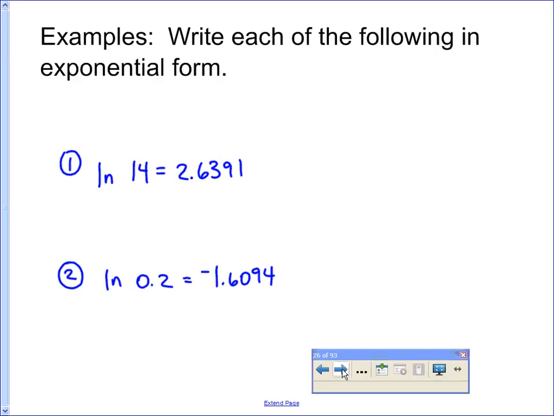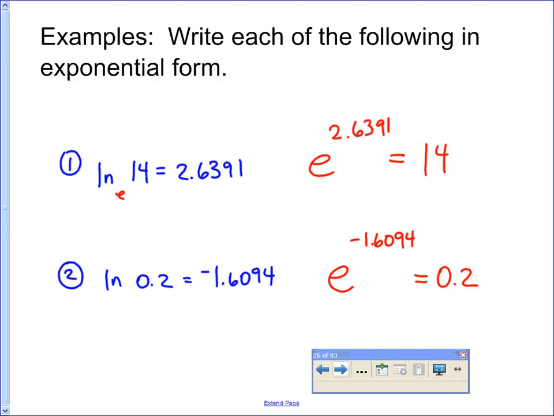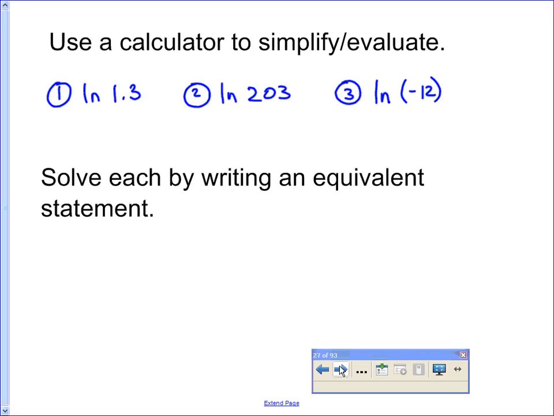So let's look at these examples, and we're going to write them in exponential form. Remember that the base here is e, so I can say e raised to the 2.6391 is equal to 14. And you can put e raised to the 2.6391 in your calculator really quick and see if it gives you approximately 14. And then on the second one here, I would have e raised to the negative 1.6094 is equal to 0.2. And those are in exponential form.